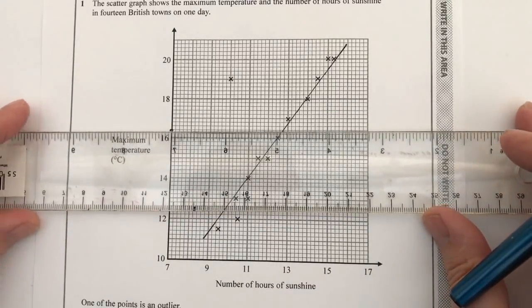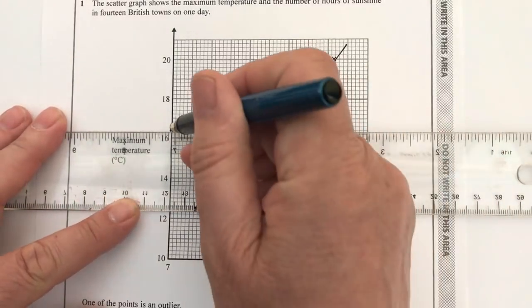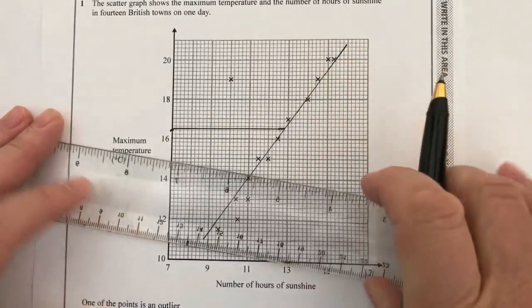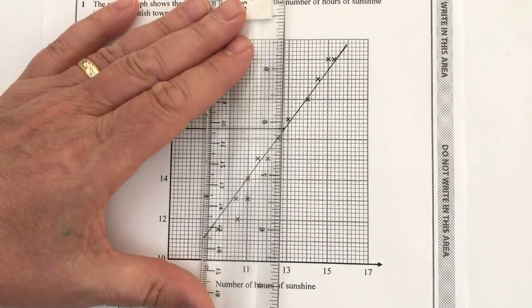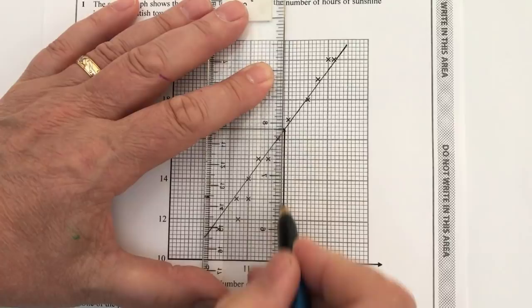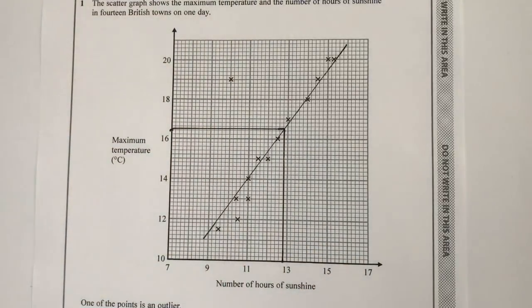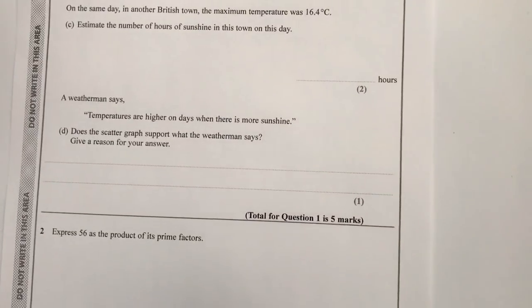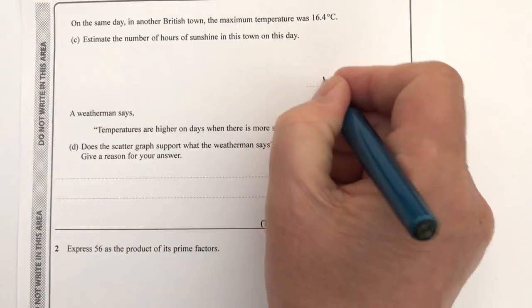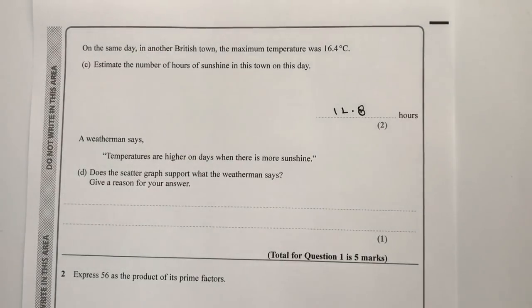So if I draw a line straight across there, and then I can read off the number of hours of sunshine. Now in this particular case I think it's going to be around about 12.8, so I'm going to write that in. Okay, now actually if you look in the mark scheme for this particular question, it gives you a variation of between 12 and 13 hours, and that's absolutely fine.